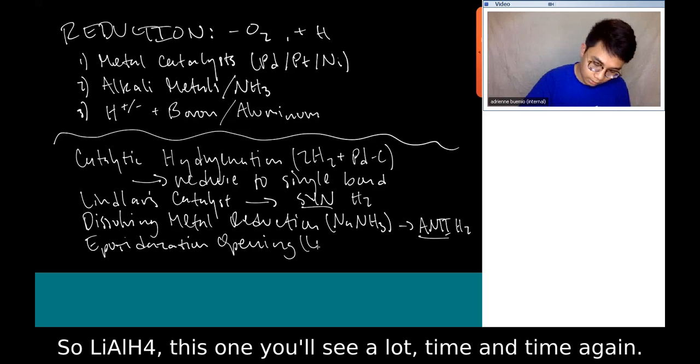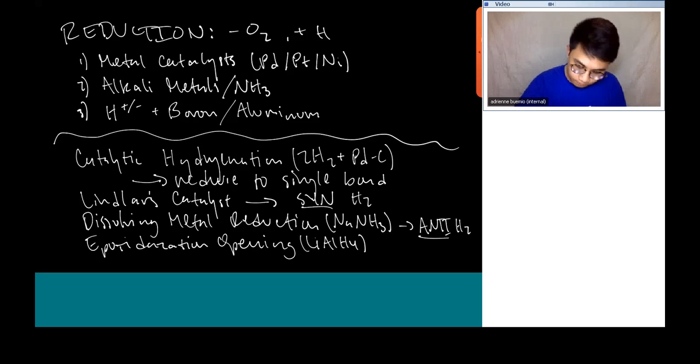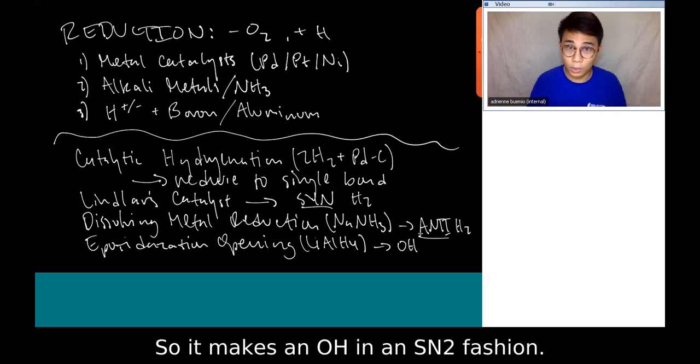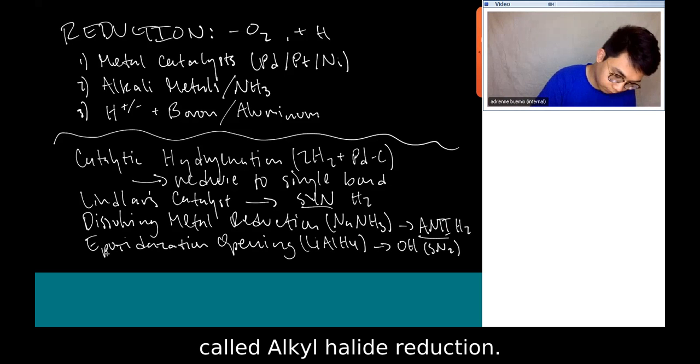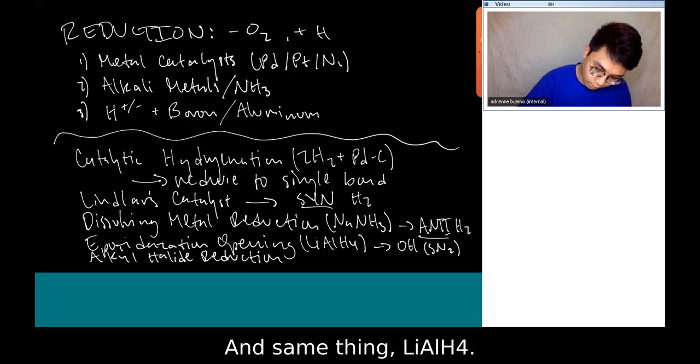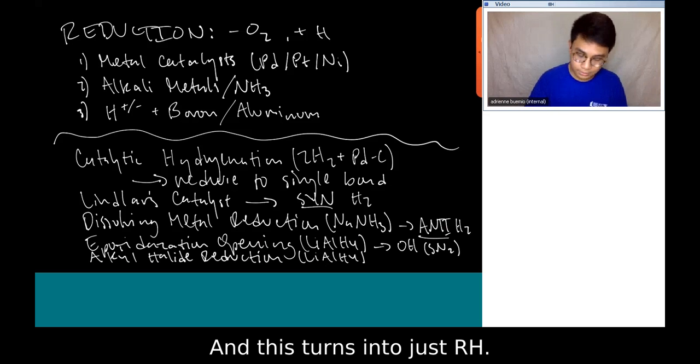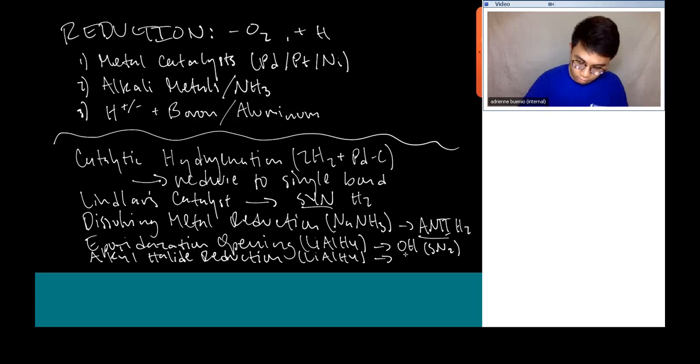So LiAlH4. This one you'll see a lot, time and time again. So it makes an OH in an SN2 fashion. And then there's another one that's called alkyl halide reduction, and same thing, LiAlH4, right? And this turns into just RH, right?